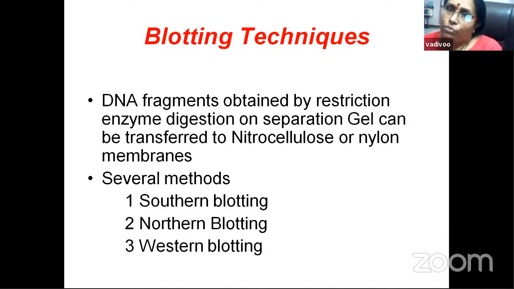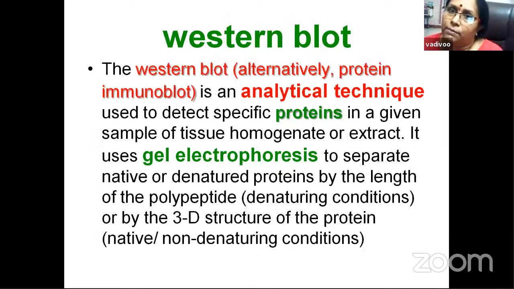As I have told you, DNA fragments obtained by restriction enzyme digestion and separation by gel can be transferred to nitrocellulose or nylon membranes. There are several methods of blotting techniques: Southern blotting, Northern blotting, Western blotting. I told you Southern blotting detects DNA, Northern blotting detects RNA, Western blotting detects proteins.